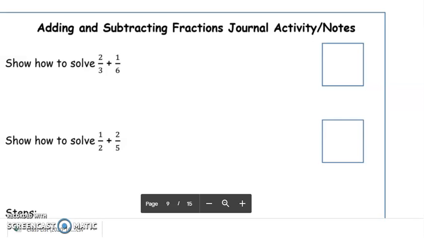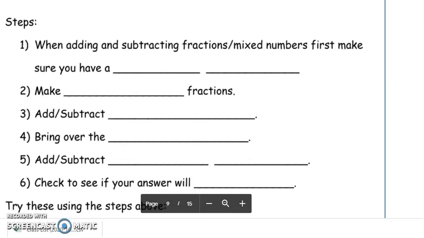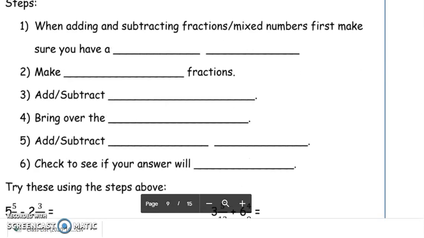Everyone. Yesterday we worked on adding and subtracting fractions, and we did it using models. If you did not watch that lesson, you need to go back and watch it, because it reinforces what we're doing here, okay? So when you're adding and subtracting fractions, we're going to follow a set of steps.